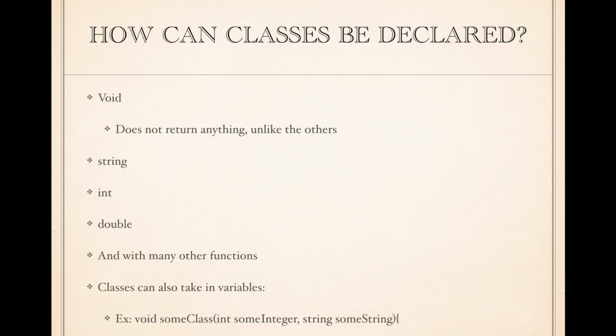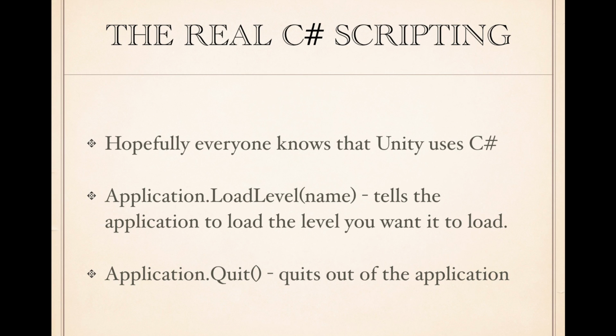Alright, so void, as I said, doesn't return anything, but the rest of these that are listed here do. String returns a string, integer returns an int, double returns a decimal, and etc. Hopefully everyone knows that we'll be using C#.